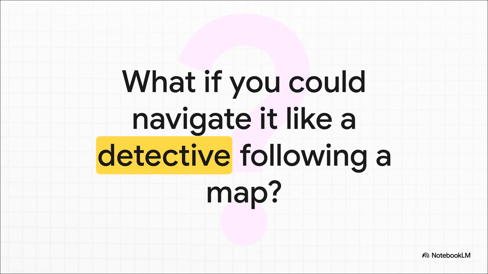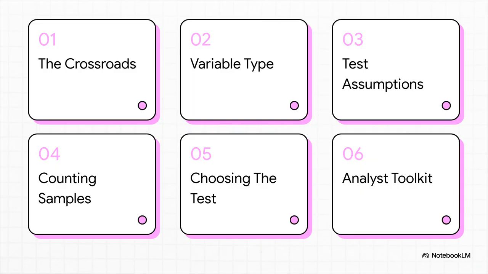I'm going to show you how to follow the clues hidden inside your data, leading you straight to the right tool for the job. So here's our game plan. We'll start at what I call the statistical crossroads to get our bearings. Then we'll gather 3 key clues: your variable type, whether your data needs to follow certain rules, and just how many samples you're dealing with. Once we have all the evidence, we'll crack the case and build your very own analyst toolkit.